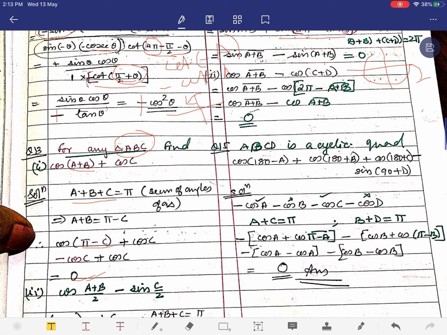Another question based on this: ABCD is a cyclic quadrilateral. What is the property of a cyclic quadrilateral? That is, the sum of the opposite angles: A plus C is pi, B plus D is pi. You have to find the value of this expression.